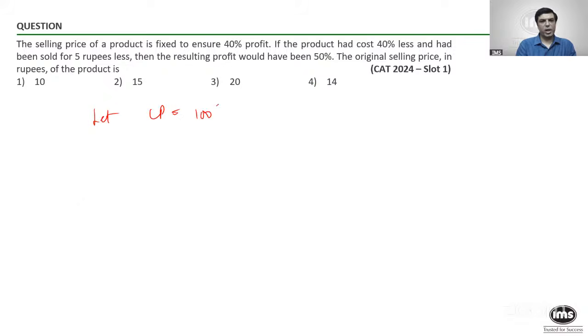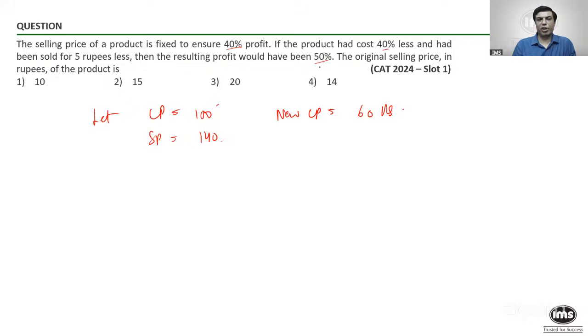Okay. Selling price is going to give 40% profit, so selling price will be 140, right? If the product had cost 40% less, the new cost price will be 60 rupees. Now, because we have assumed a value based on percentages, all these are percentages.